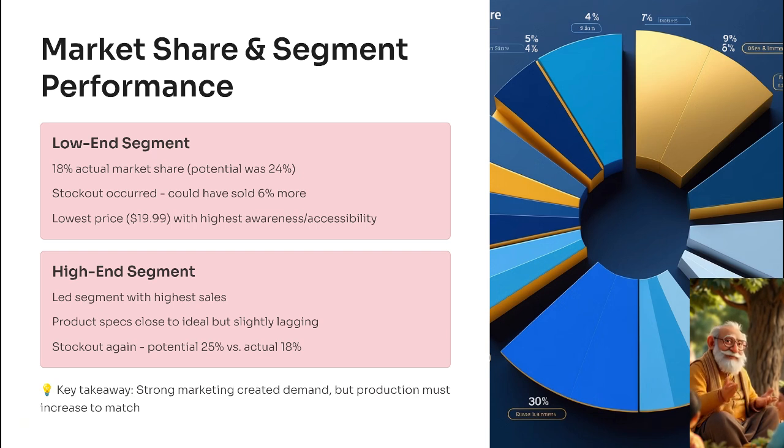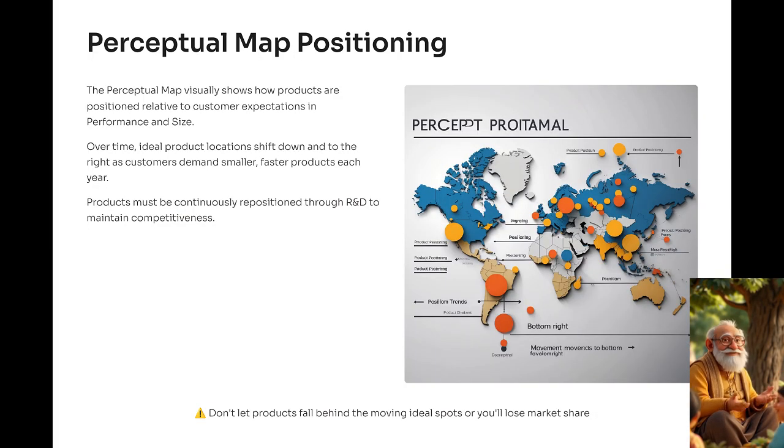High-end segment. This market is more competitive. We led the segment with the highest sales. Our product specs, performance and size, were close to ideal, though slightly lagging. Again, we had top awareness and accessibility due to strong marketing spend. One issue: we stocked out again. Potential share was 25%, actual share was 18%. So once more, production volume must be adjusted upward. Summary: price plus awareness plus accessibility equals strong sales. But production must catch up. Part 6.